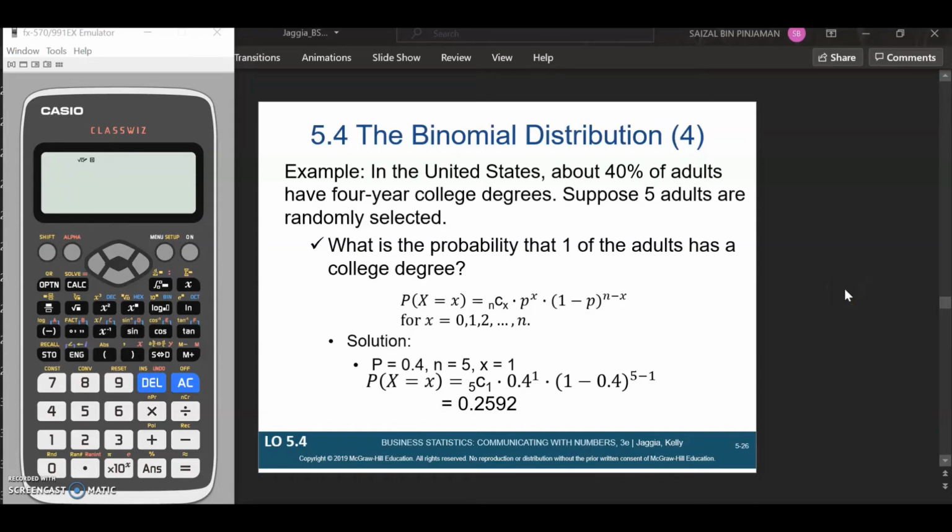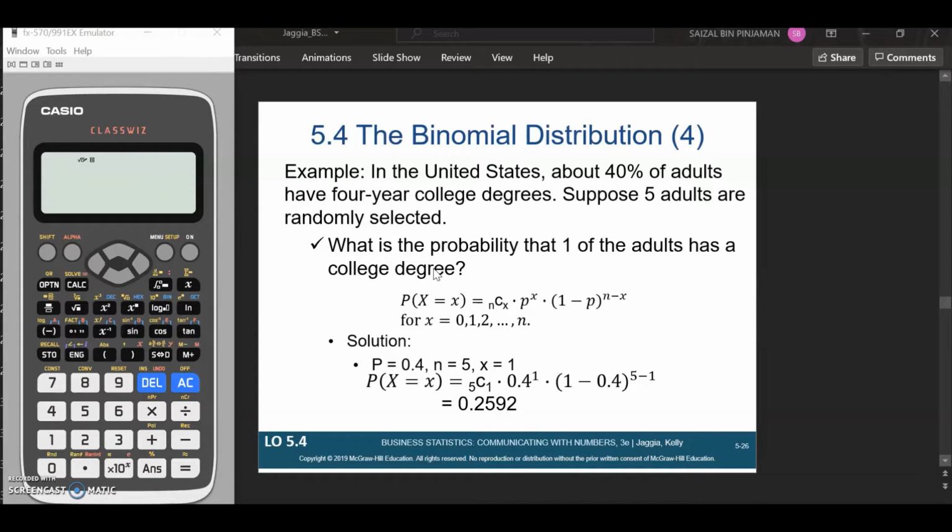In this video, I will show you how to estimate the probability based on binomial distribution using Casio scientific calculator. In the United States, about 40% of adults have 4-year college degrees. Suppose 5 adults are randomly selected. What is the probability that one of the adults has a college degree?